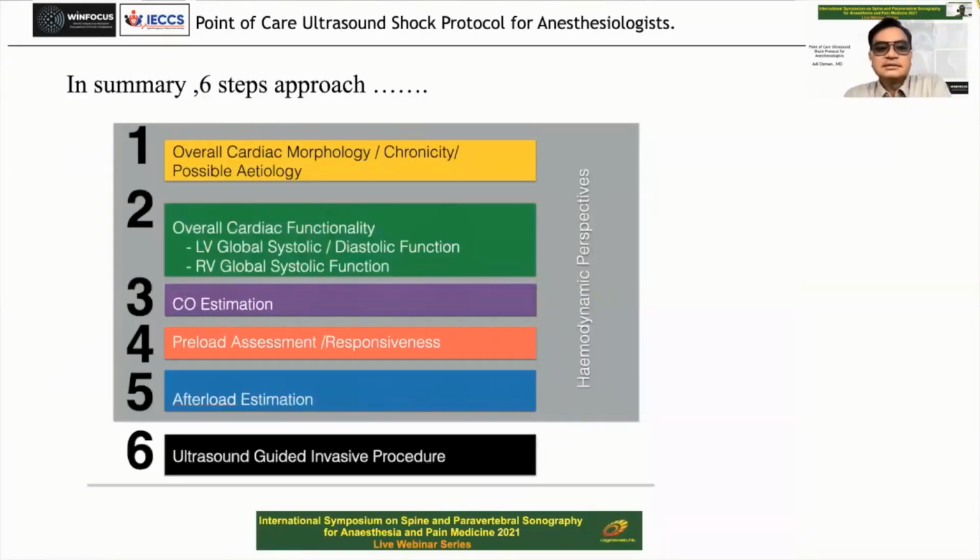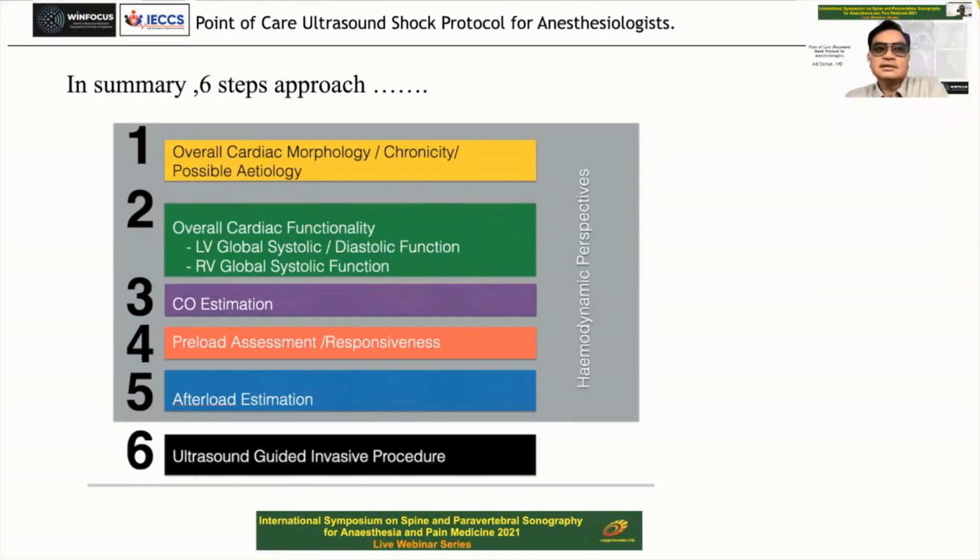So in summary, this is the 6-step approach that I suggest we can probably use in patients in shock. Number one, we look at the overall cardiac morphology, chronicity, and possible etiology. Number two, we look at the overall cardiac functionality. Basically, the most important are the LV systolic and diastolic function, and the RV global systolic function. You can estimate the cardiac output, even though it's a basic focused cardiac ultrasound.